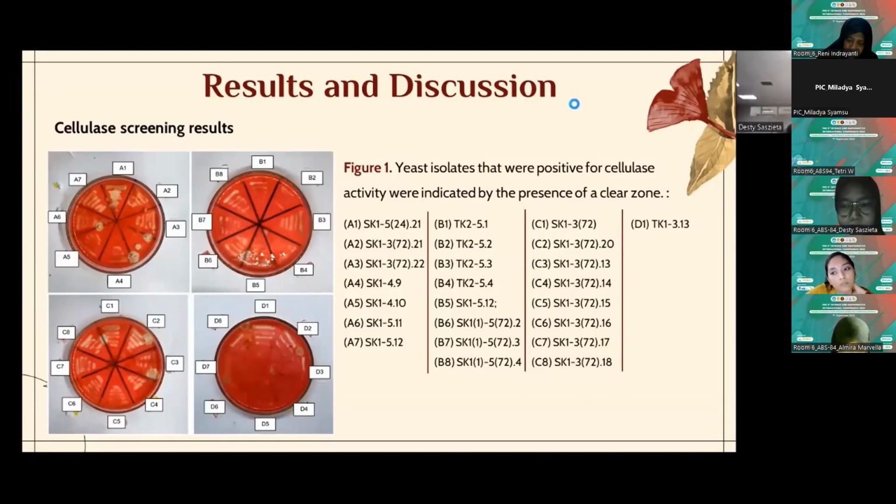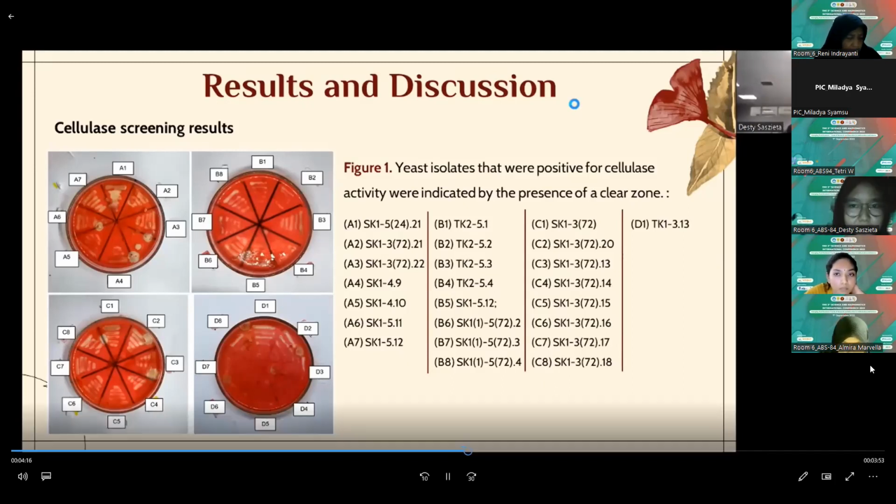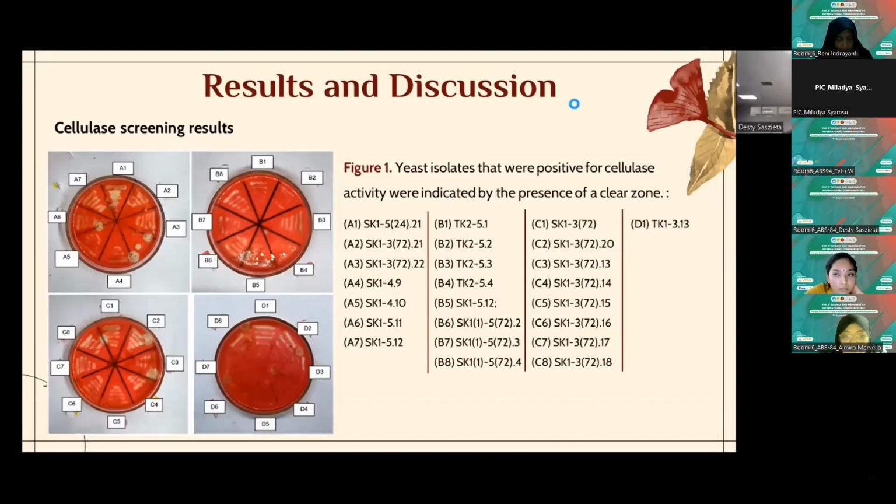The formation of a clear zone around the yeast colony indicates the activity of the cellulase enzyme that degrades the CMC medium. Talenta et al. cite that the size of the clear zone formed is an early indication of the presence of the cellulase enzyme produced, where the larger the clear zone formed, the greater the possibility of the cellulase produced having high enzyme activity.